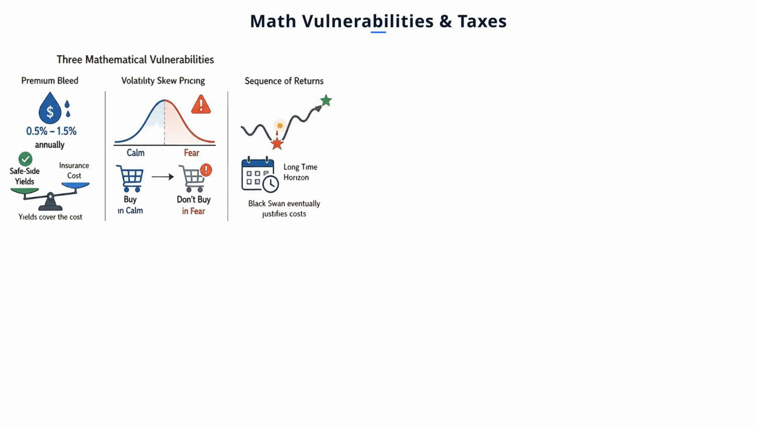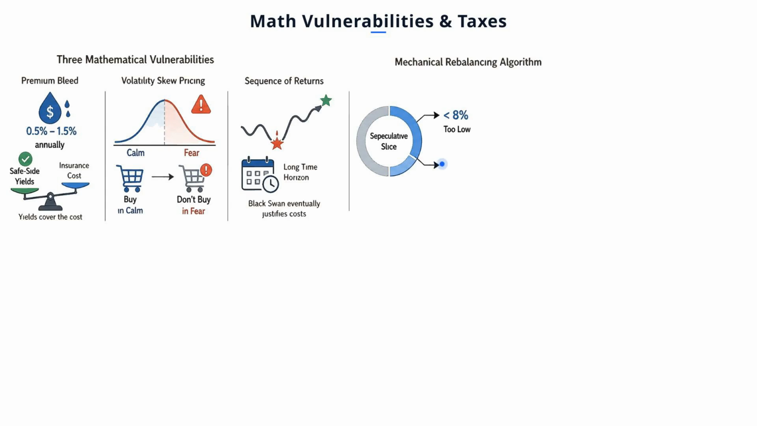Governance is maintained through a mechanical rebalancing algorithm triggered by threshold drift, when the speculative side falls below 8% or rises above 20%, or by a major payoff event. Gains must be harvested back into the safe base to prevent the portfolio from drifting into a purely speculative vehicle.